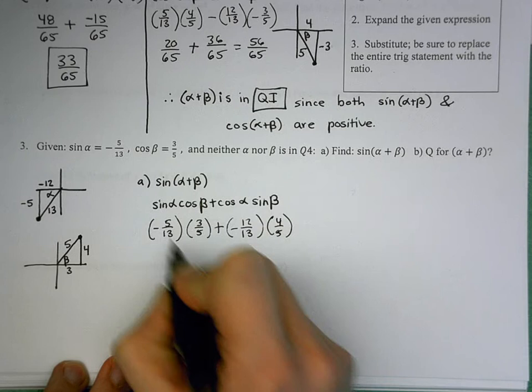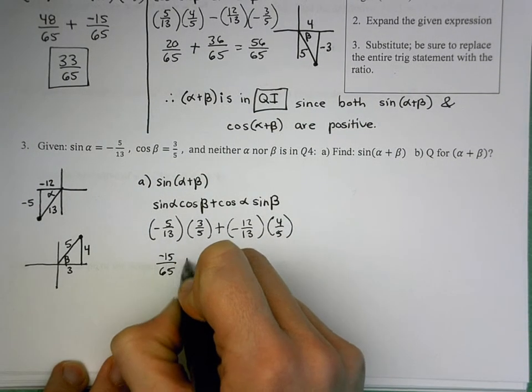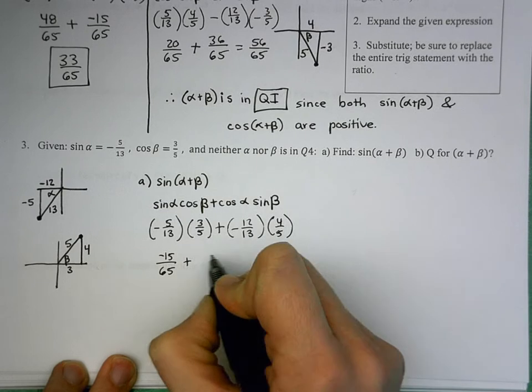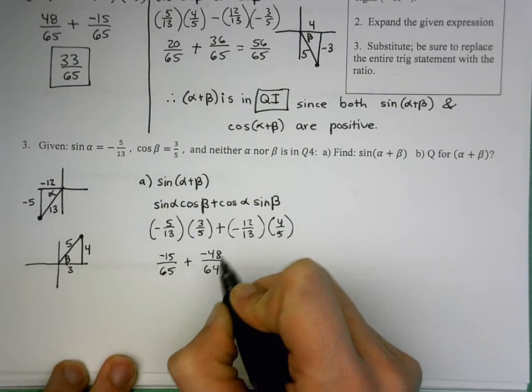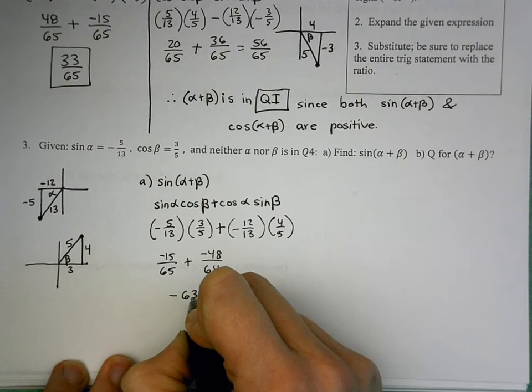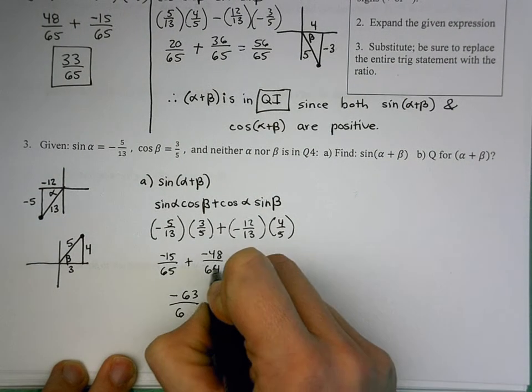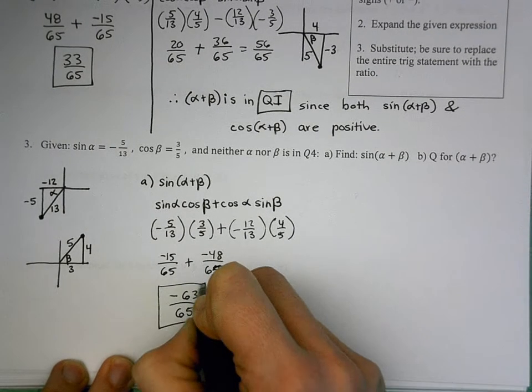Negative 5 times 3 is negative 15. 13 times 5 is 65. Negative 12 times 4 is negative 48. 13 times 5 is 65. And negative 15 plus negative 48 is negative 63. Oops, that should be 65, sorry. And we've got our answer.